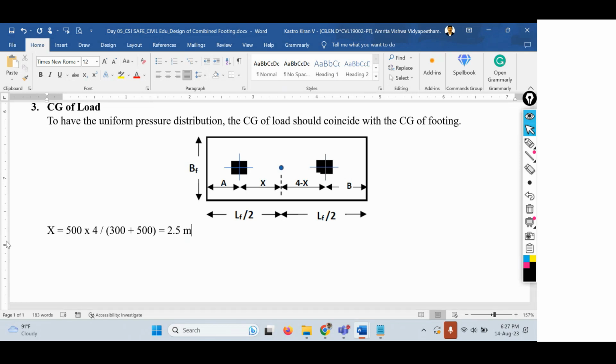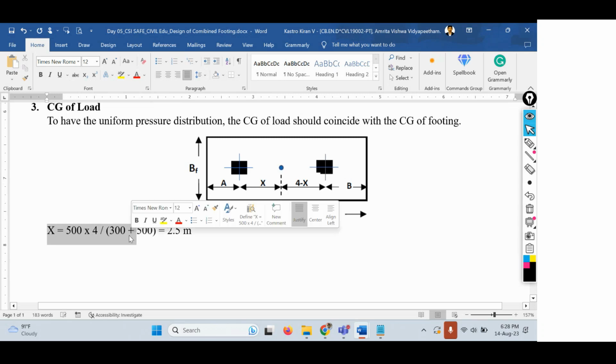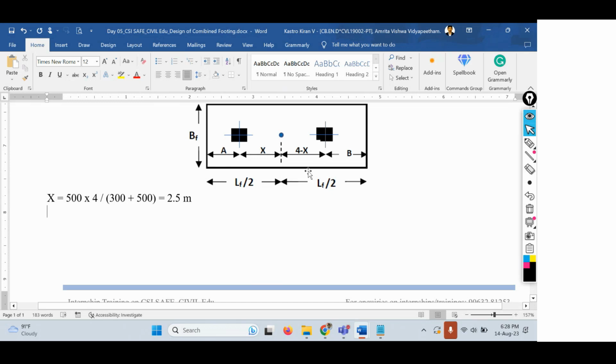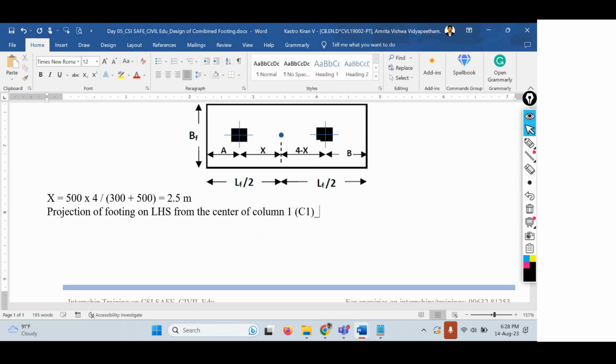It is very important to calculate this distance x, especially when you are designing combined footings. In our other types of footings, it's not required, but here it is important. Right. So now let's calculate the projection length, that is capital A and capital B. Let me call it the projection of footing on the left hand side from the center of column 1. So I'll call it C1, that equals capital A.